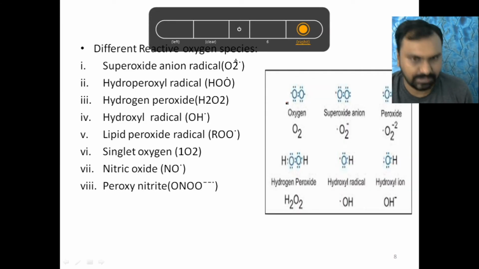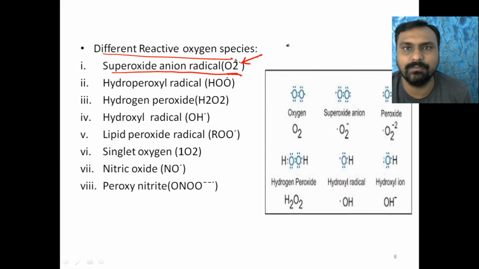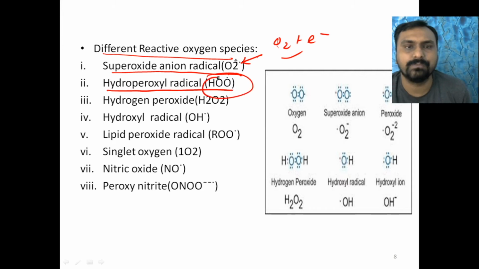So there are different reactive oxygen species, like the superoxide anion radical, O2 minus. When does it form? When oxygen gets one electron. Then the hydroperoxy radical, HOO, that is hydrogen peroxide, when oxygen gets two electrons. Then the hydroxyl radical, when it gets three electrons.